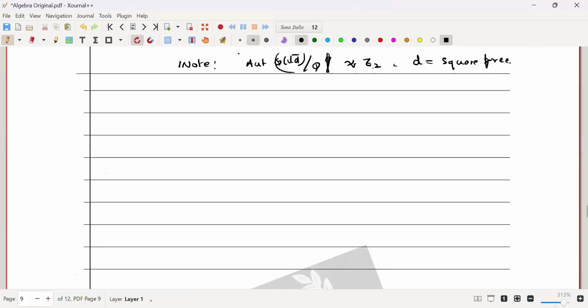So therefore the automorphisms of the Galois group of Q(root d) over Q is isomorphic to Z1. Sometimes we can denote it as the Galois group of Q(root d), which is isomorphic to Z. Without mentioning Q, we directly mention the extension field. Next one.